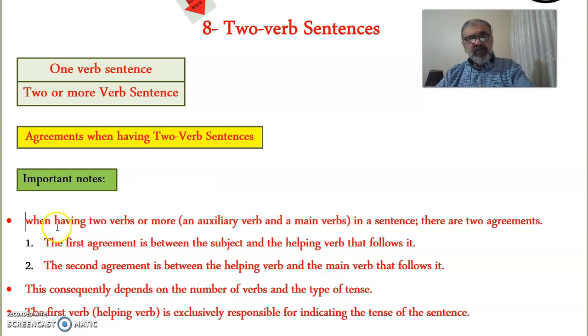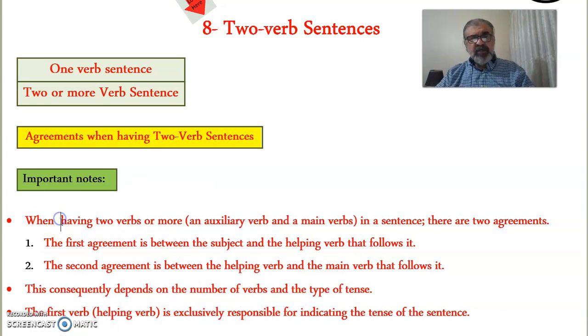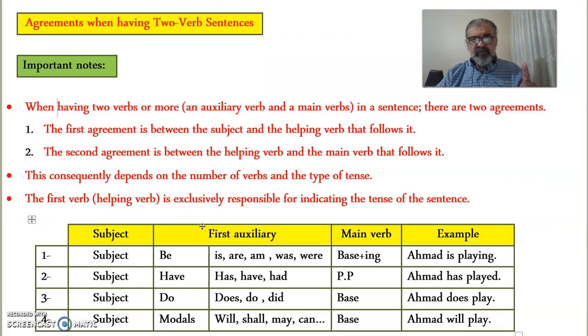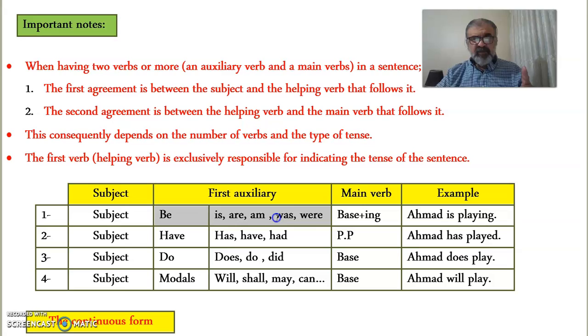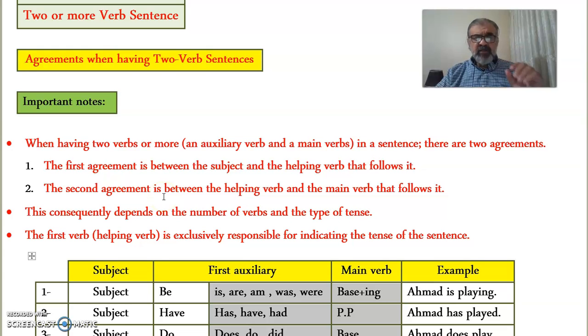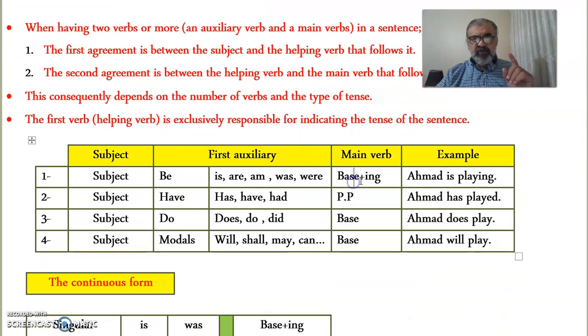Whenever we have two verbs or more, an auxiliary verb and a main verb, or two or more auxiliary verbs, or three or more auxiliary verbs, there are two agreements. Now we are dealing with one auxiliary and one main verb. That's the auxiliary and this is the main verb. Okay? So now we are dealing with one auxiliary and one main verb.